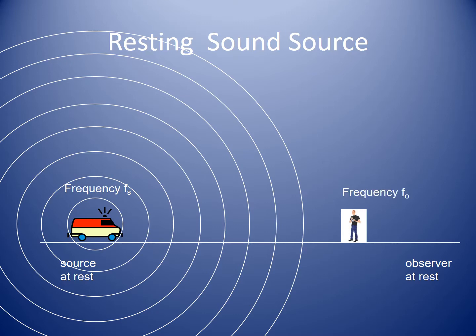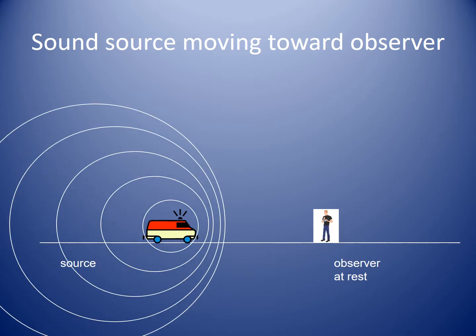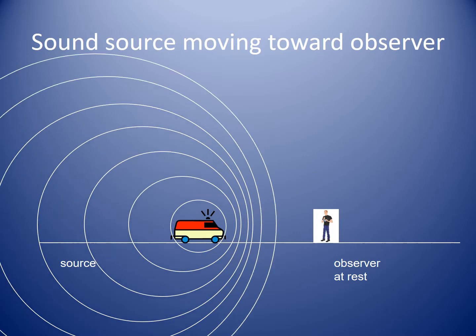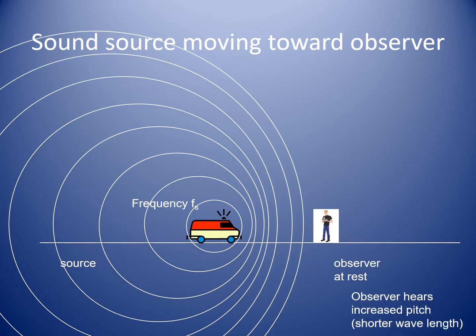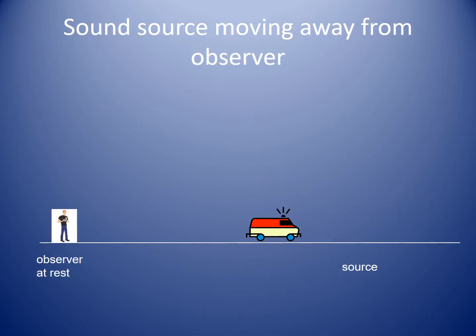It has a certain frequency, and we have a frequency that we hear as a person over here too. Let's say that this ambulance is traveling at 340 meters per second. The sound source is moving towards the observer. You start hearing it louder, and you hear it well. The observer hears increased pitch, shorter wavelength. You hear it very well.